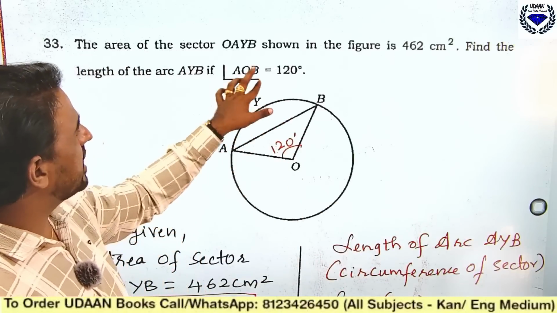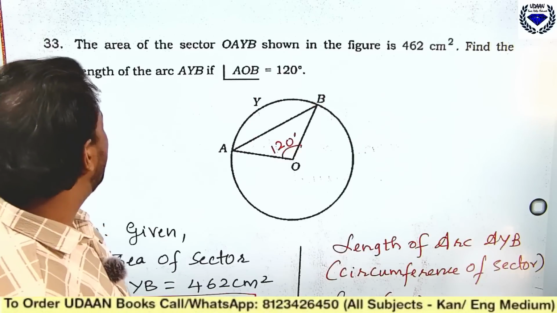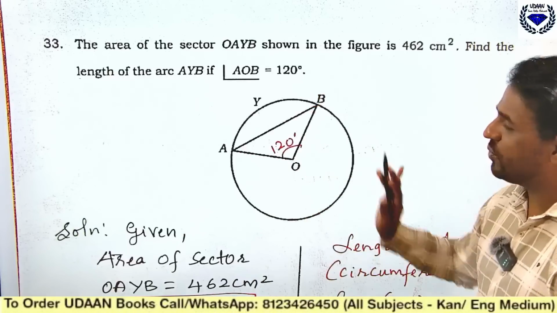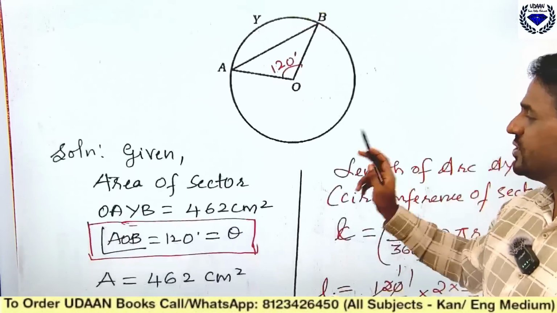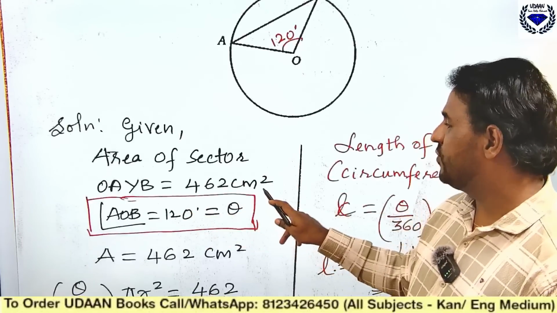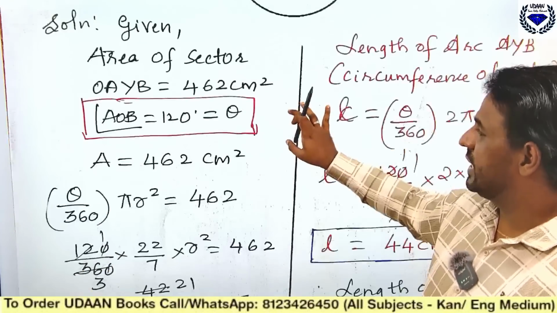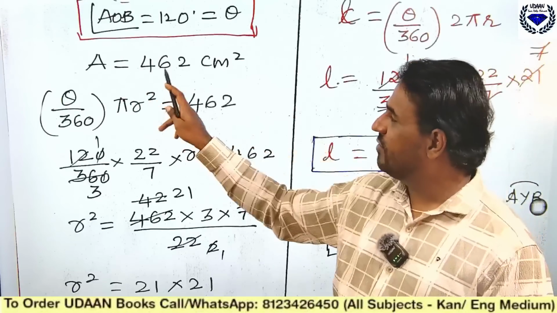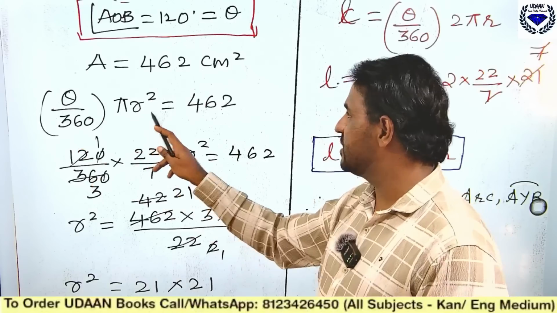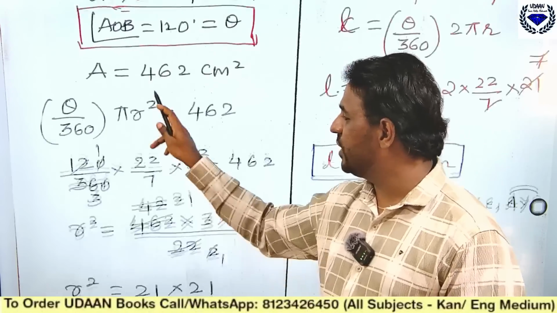OAYB, this area of sector shown in the figure is 462 centimeters square. Find the length of the arc AYB if angle AOB is 120 degree, that is given. Given is what? Area of sector OAYB is 462 centimeters square. Angle AOB is given as 120 degree. Now you know what is area 462. Area formula of sector is theta by 360 pi r square is 462. Theta is 120 degree, already it is given as 120.